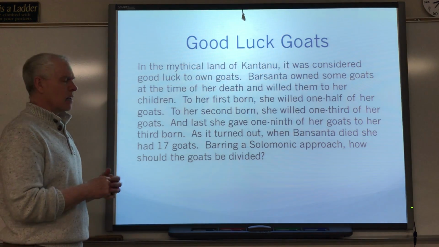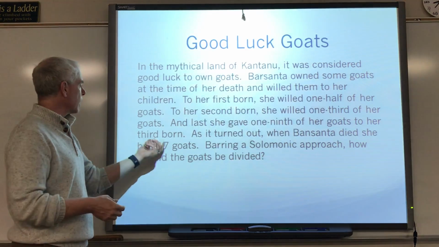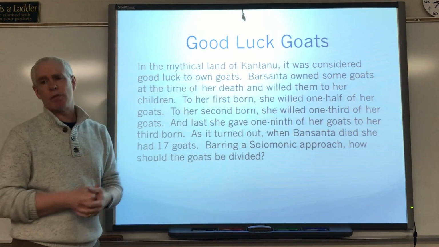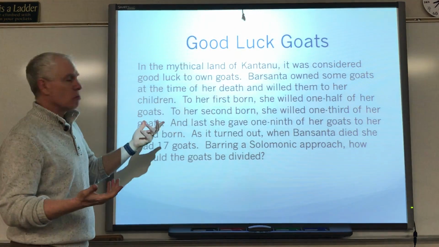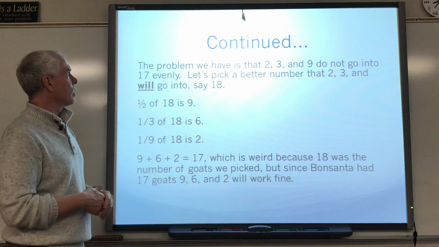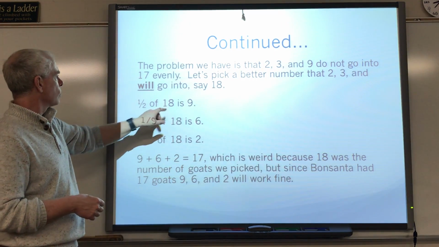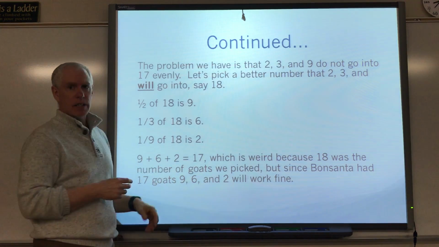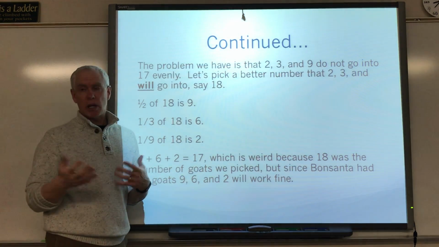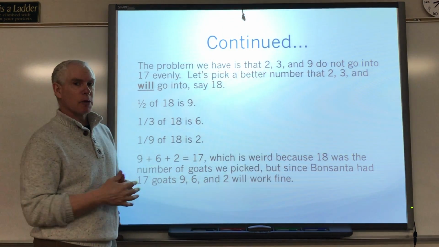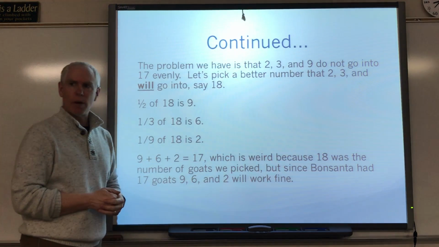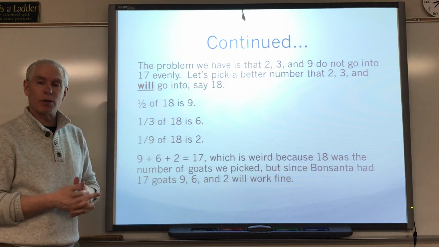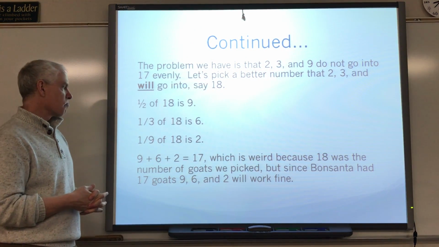Well, let's think about that. An easier related problem would be picking a number other than 17 that those three numbers go into evenly. So I chose 18. I knew that all three of them went into 18, and 18 is quite close. So half of 18 is 9, a third of 18 is 6, and a ninth of 18 is 2. So we should be close, right? The real interesting part with this one is when you add those three numbers up, you get 17, which is the number of goats she had. So there we go.